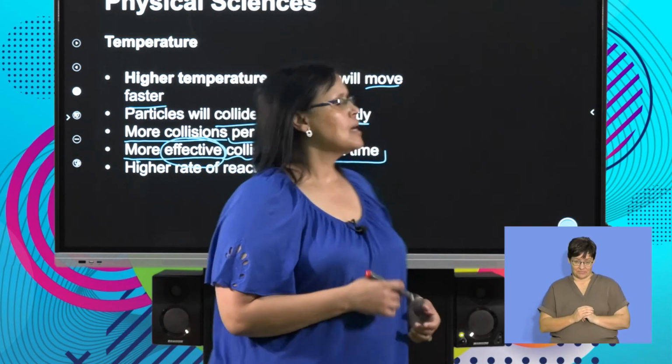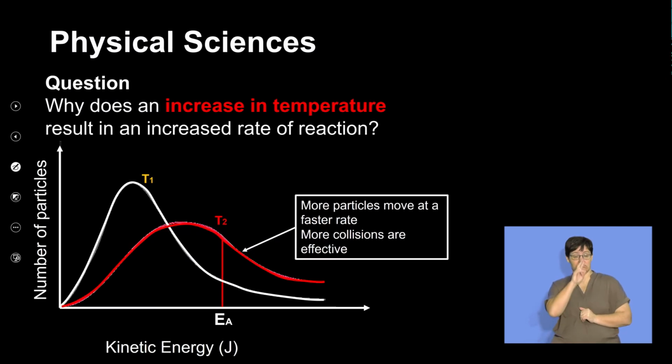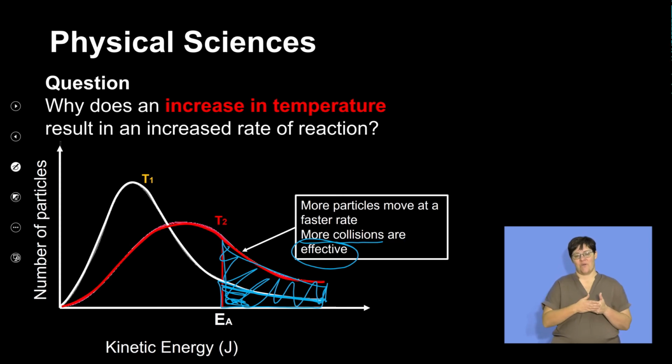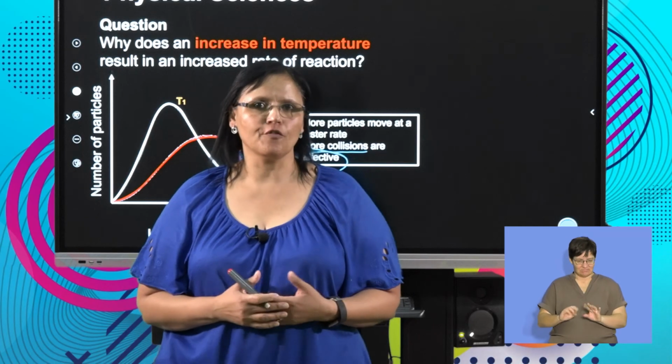So if we look at the graph, we can now see, as I said before, that entire part there is the particles where more effective collisions happen. Before, it was only that part that was product. Now I have more product formed because more of my particles have effective collisions.